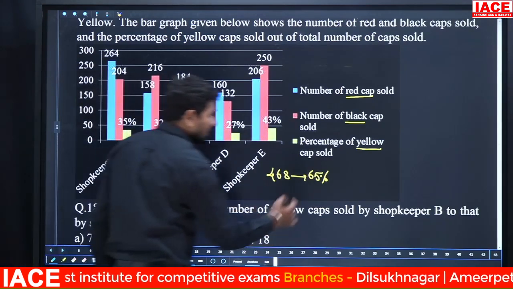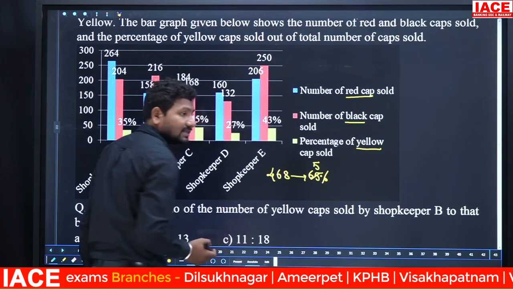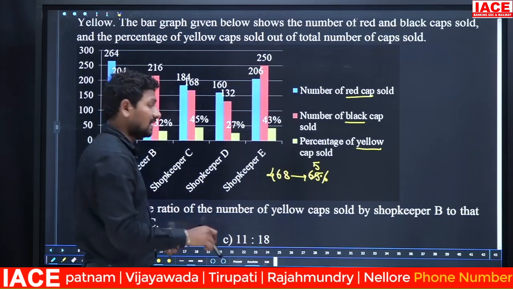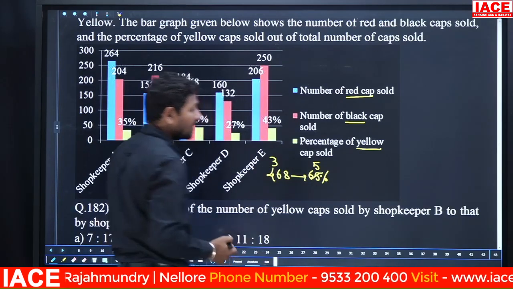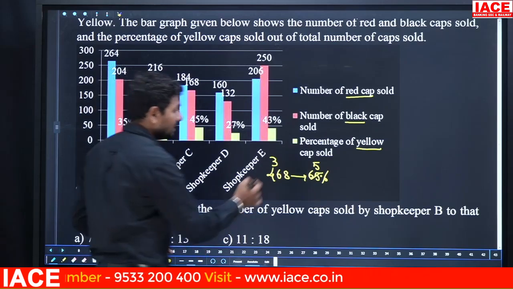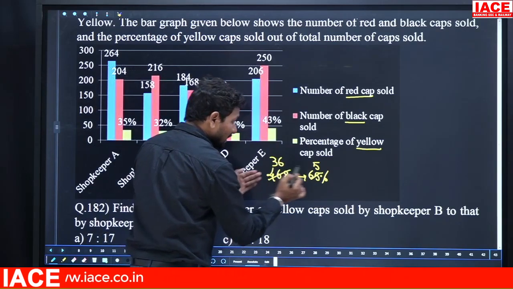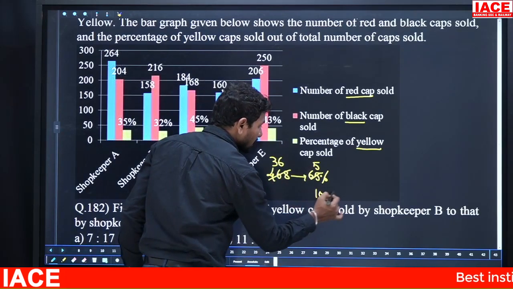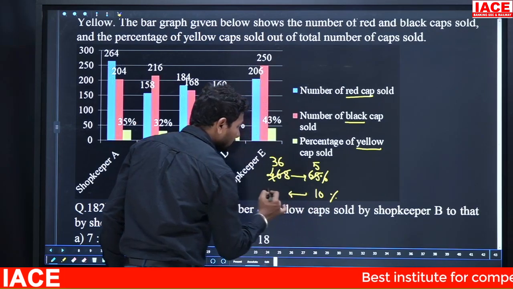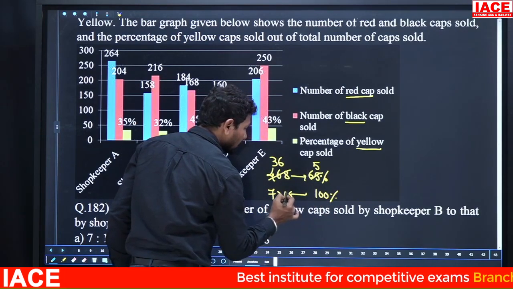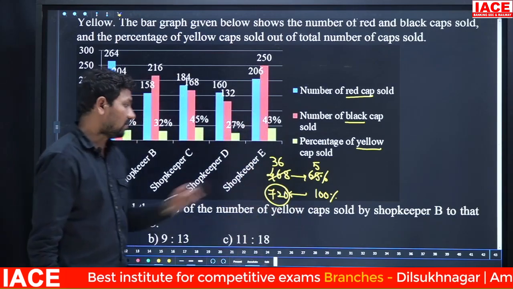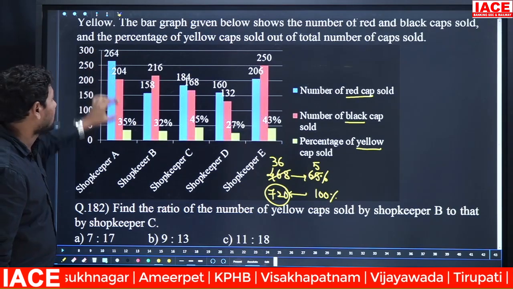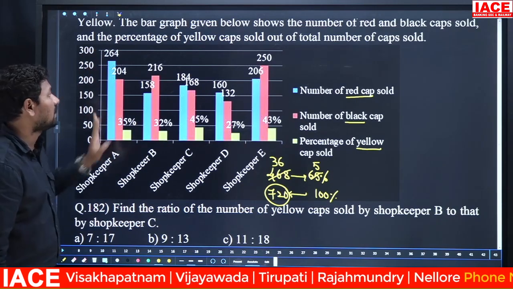65%. Then 13 fives is 65. 13 twos is 26, 13 threes is 39. The remaining value is how much? 78, 13 sixes. That means 468 is equal to 65%, so 5% is equal to 36. 5% is equal to 36. 10% is equal to how much? 72. Then 100%, the overall value, is how much? 720. In 720, 264 belongs to red caps, 204 belongs to black caps, and 35% belongs to what caps? Yellow caps.